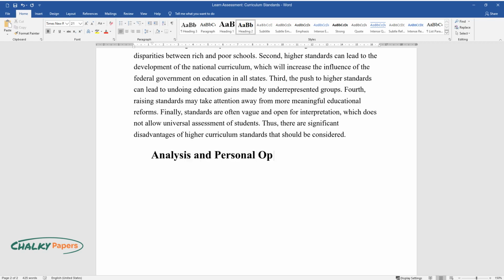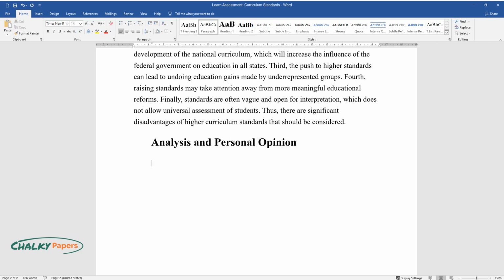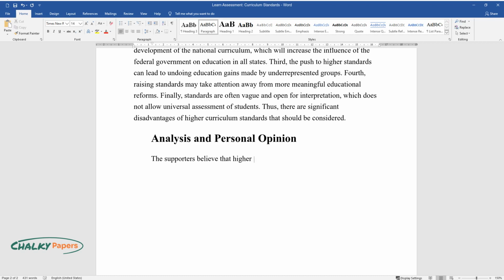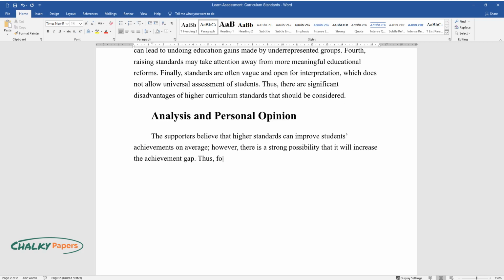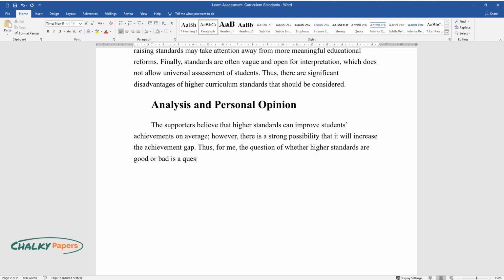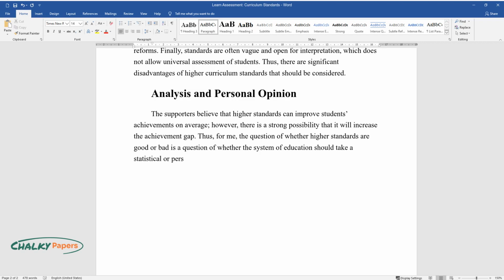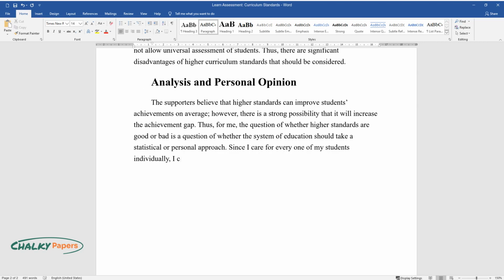Analysis and personal opinion. The supporters believe that higher standards can improve students' achievements on average. However, there is a strong possibility that it will increase the achievement gap. Thus, for me, the question of whether higher standards are good or bad is a question of whether the system of education should take a statistical or personal approach. Since I care for every one of my students individually, I cannot entirely agree with the statistical approach.